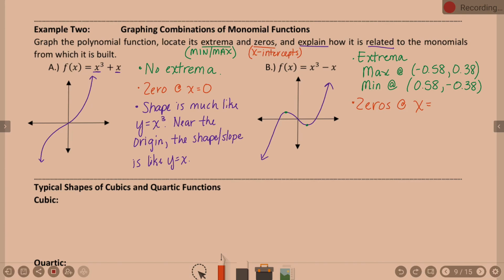Now remember, if you use trace, if I hit trace and then type in, say, 1, it takes me to 1, 0, so I can see that it does cross. But also remember, you can just do second calc, and number 2 is zero, yes? Left bound is left, right bound is right of where it crosses the x-axis, and then there's your guess. So if you do some checking, we do have zeros at -1, 0, and 1.